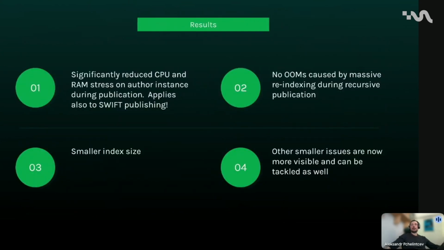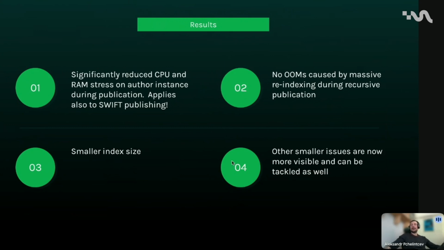So as a result, this optimization significantly reduces the CPU and RAM stress on the Author instance. We're not talking about publics this time, but on Author it provided a lot of gain. And it also applies to Swift publishing, because Swift also needs to update metadata after everything is done. So it's kind of a future-proofed improvement, if you want. And there's also reduced risk of out-of-memory problems caused by massive publications that, as we see from these slides, trigger massive reindexing. As a freebie, we also get a slightly smaller index size, which is always nice.